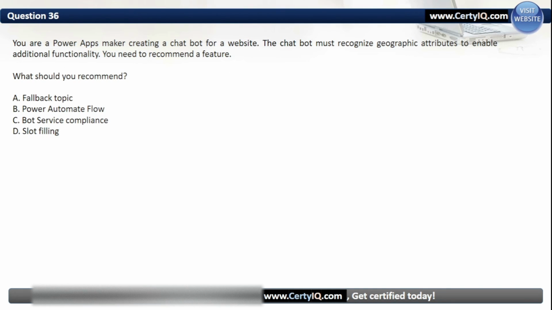Question 36. You are a Power Apps maker creating a chatbot for a website. The chatbot must recognize geographic attributes to enable additional functionality. You need to recommend a feature. What should you recommend? Our options are A. Fallback topic, B. Power Automate flow, C. Bot service compliance, or D. Slot filling. The correct option is D. Slot filling.